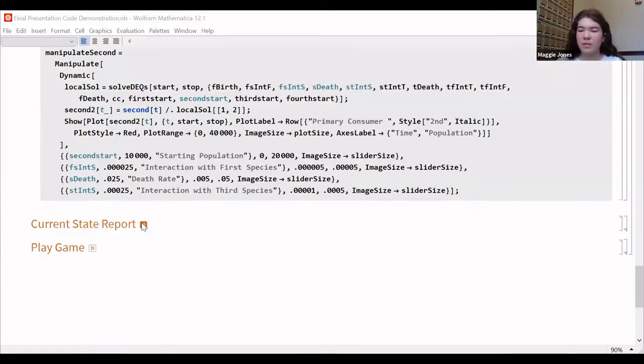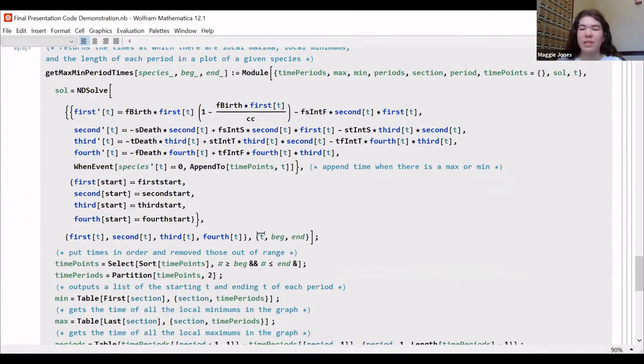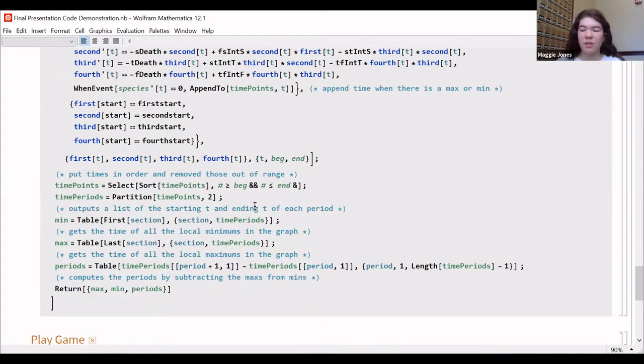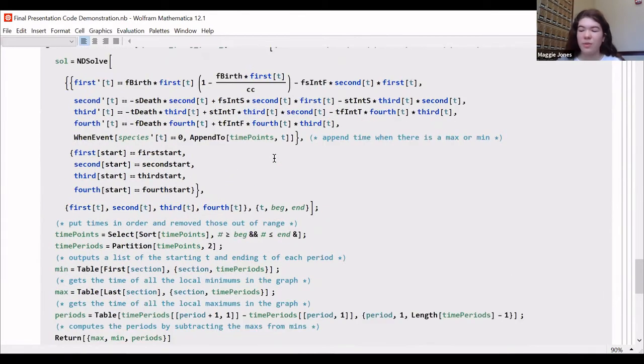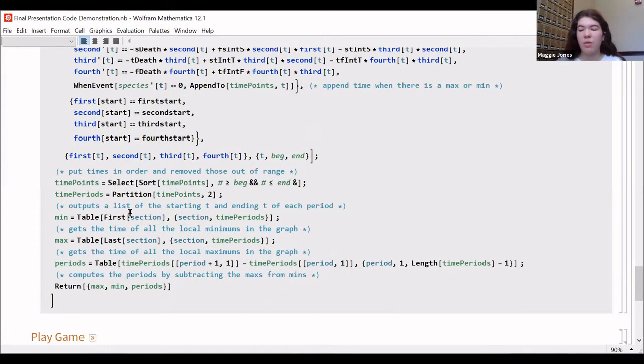Now we will show you some of the code behind this current state report. So this function, get min-max period times, is what we use to analyze the differential equations at different starting populations. So it helps us find the maximum population, minimum population, and average period length for a round played by the user. First, the differential equations are solved using the new starting populations that the user selected. We use the when event function explained earlier to append the time point where there is a local minimum or maximum in the function, which corresponds to the first derivative equaling 0. This function returns 3 lists, one with the times at which there are local minimums, one with the local maximum, and the time length of each period. This analysis of the differential equations is displayed on the current state report screen.